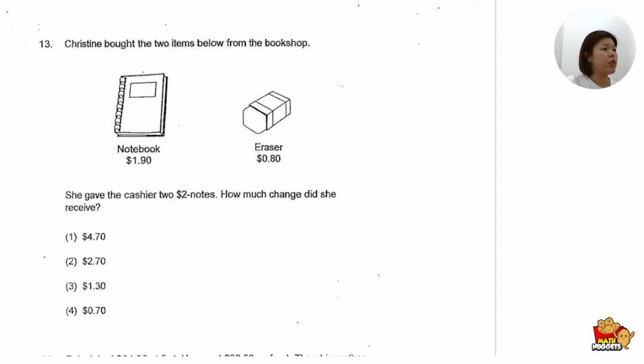Okay, let's move on to question 13. Christine bought the 2 items below from the bookshop. Notebook is $1.90 and the eraser is 80 cents. So she gave the cashier $2.